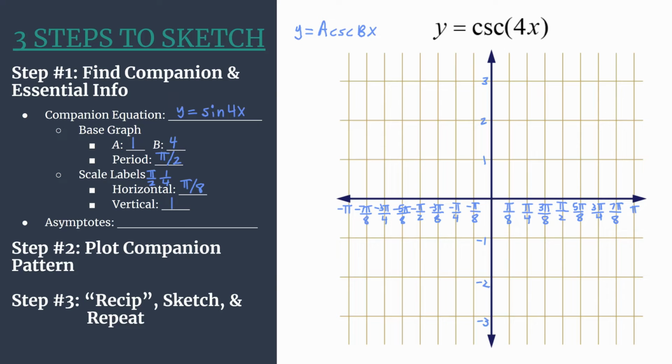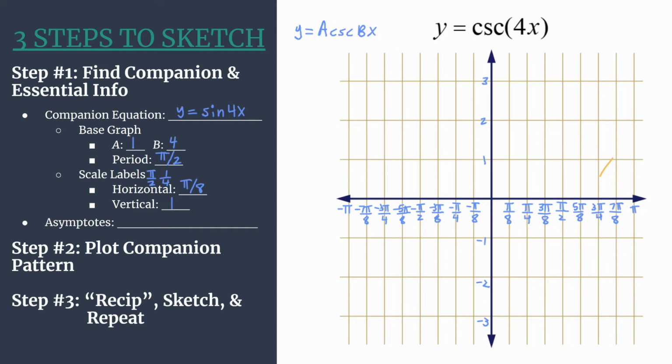So now we have everything we need to get this companion pattern graphed. That'll be step 2. But before we go from step 1, which is really our analysis and organization step, let's find the asymptotes equation for our cosecant graph. There's a really easy way to do this. I won't go into too much detail about that now. I will post some separate videos that really delve into this topic and work with some more advanced equations.